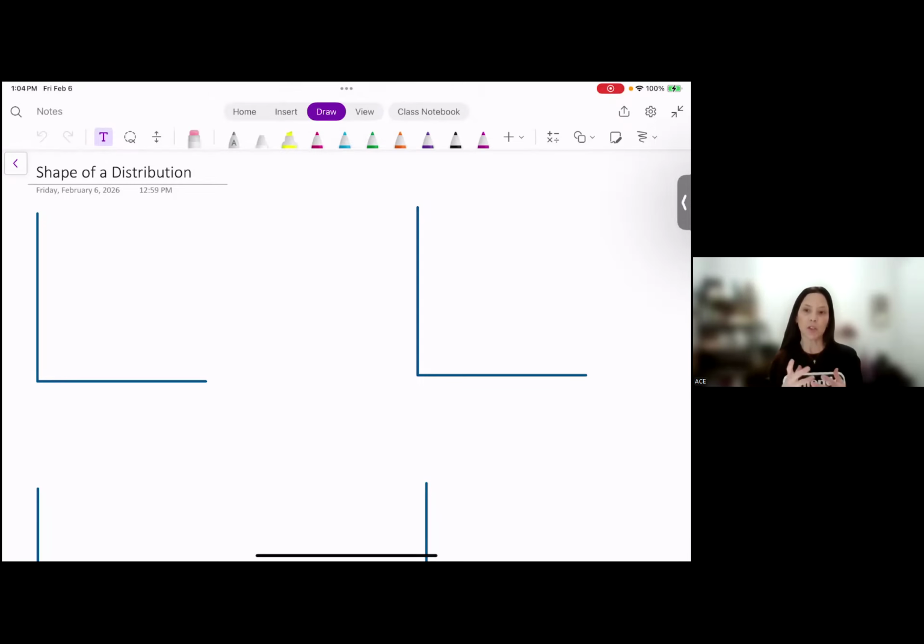When we're talking about the shape, we need to talk about a couple of things. First, is the distribution symmetric? Is it skewed? Is it uniform? And how many modes are there? Is it unimodal? Is it bimodal? Is it multimodal? So we want to talk about what those things mean in the overall shape of the distribution, because the shape of the distribution will tell you how you should be describing the distribution.